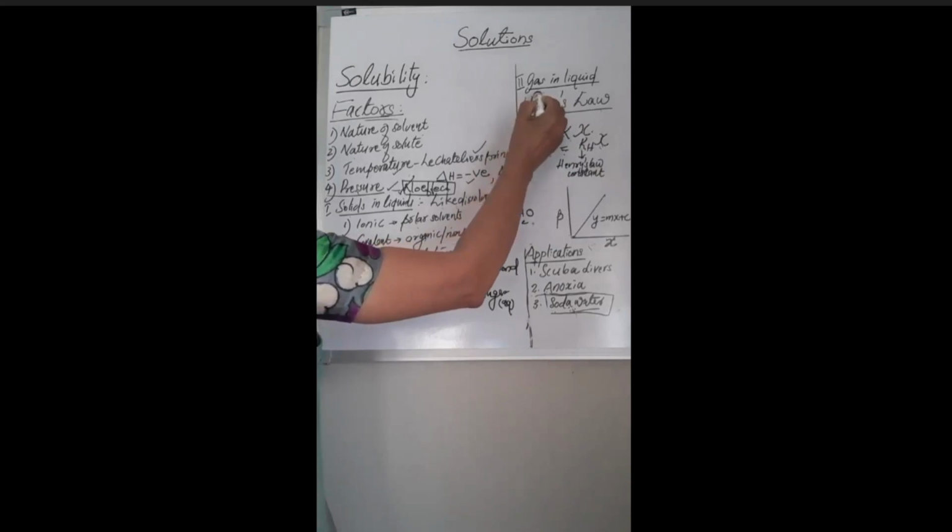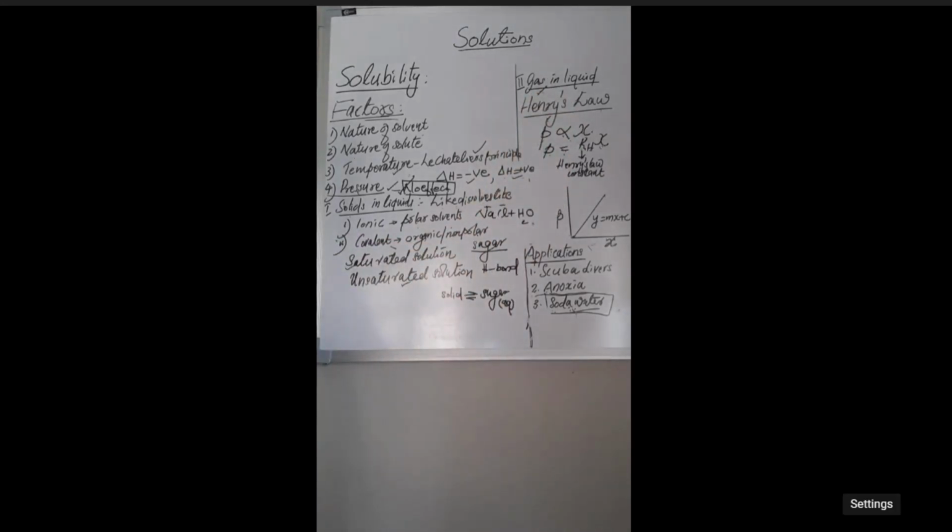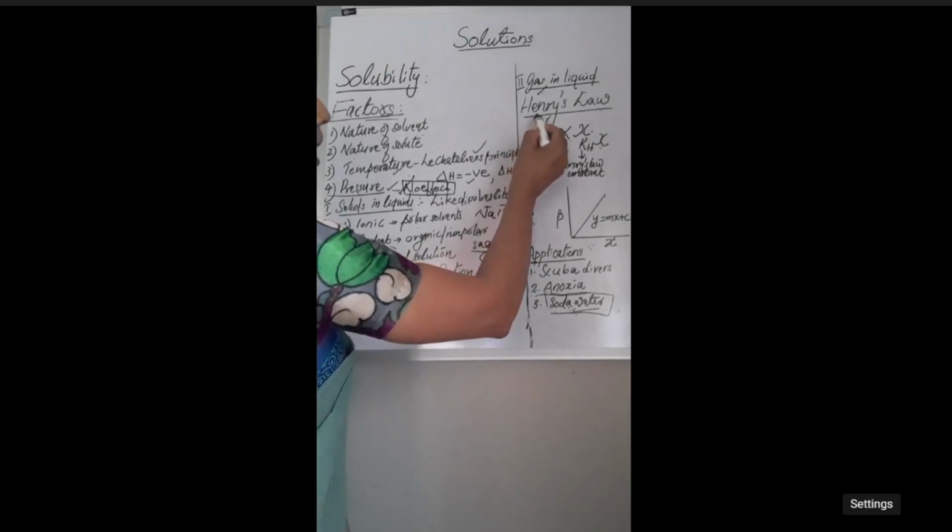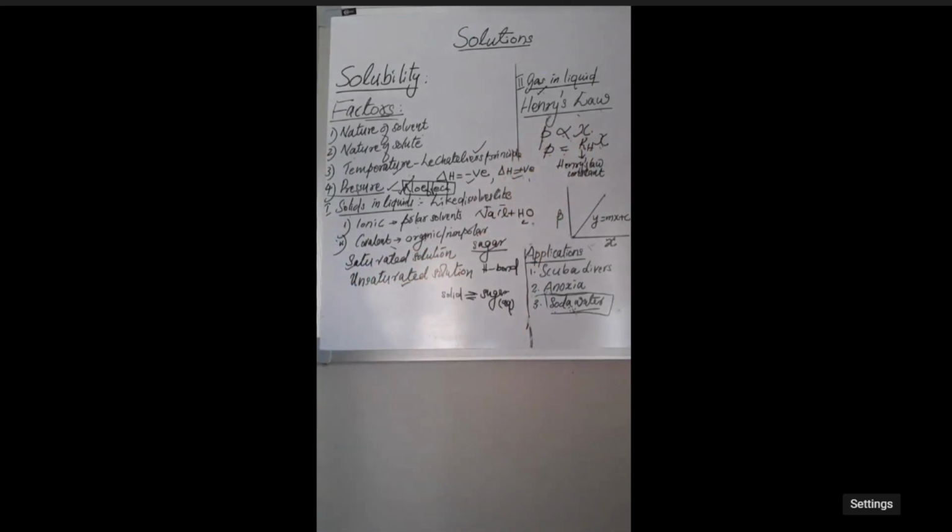Now coming to the next, solubility of gas in liquid. This can be explained using Henry's law, which you already know. According to Henry's law, the solubility of a gas is directly proportional to the partial pressure of the gas in a given solvent at a given temperature. We can relate the solubility to mole fraction, and therefore we can say the mole fraction of a gas in a solution is directly proportional to the partial pressure of the gas over the solution.